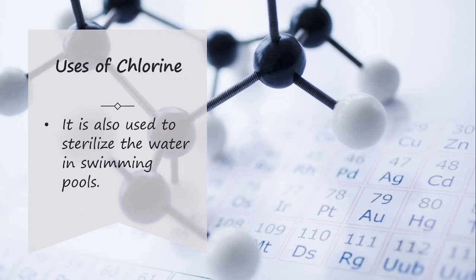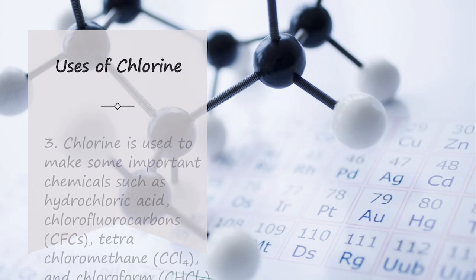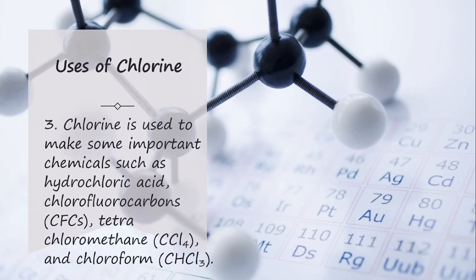It is also used to sterilize the water in swimming pools, to keep the swimming pools free from various bacteria. Also, chlorine is used to make some important chemicals such as hydrochloric acid, chlorofluorocarbons, tetrachloromethane, and chloroform. All these chemical compounds result from the use of chlorine. So chlorine is very useful in laboratories and in industrial processes to make these chemicals.